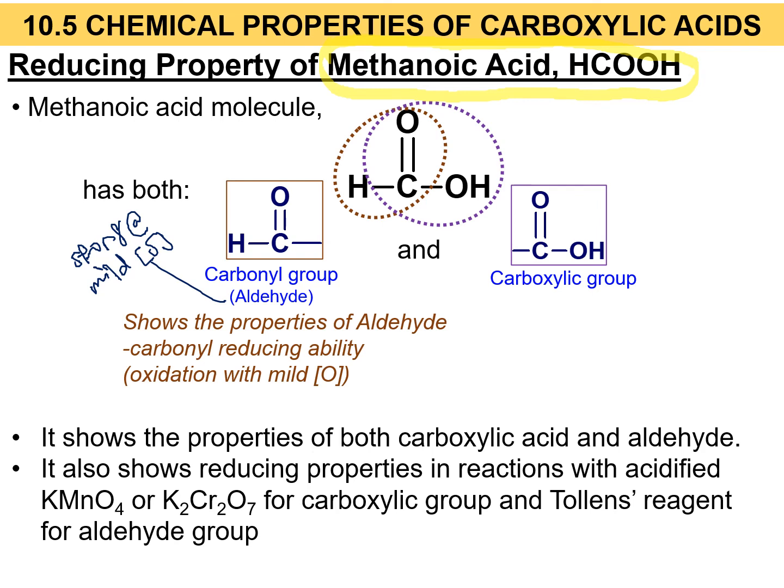And mild oxidizing agent ni contohnya apa? Tollens reagent ke, Schiff reagent ke, ataupun Fehling. Okay, and then kalau strong oxidizing agent pula KMnO4, K2Cr2O7. So you jangan terkejut lah kalau let's say dalam soalan cakap methanoic acid ni dia boleh bagi positive result kepada Tollens test and Fehling test, just because dia ada aldehyde punya properties. So you need to be able to explain that.